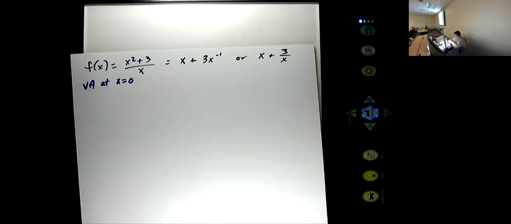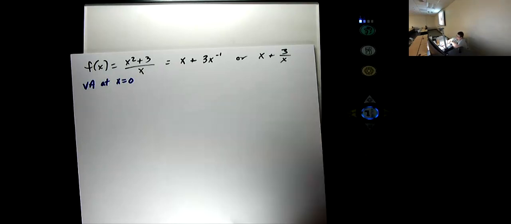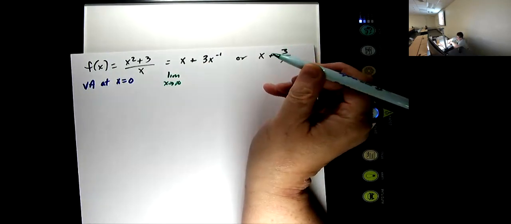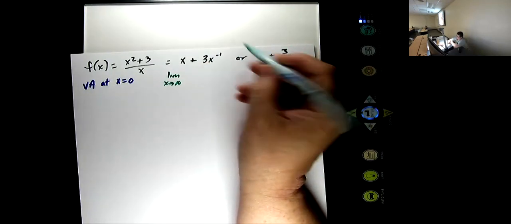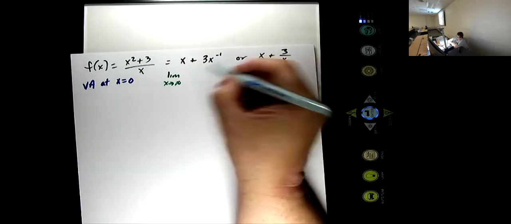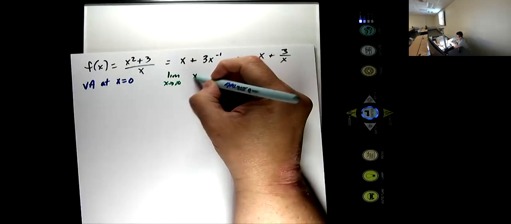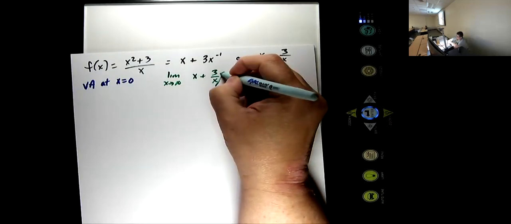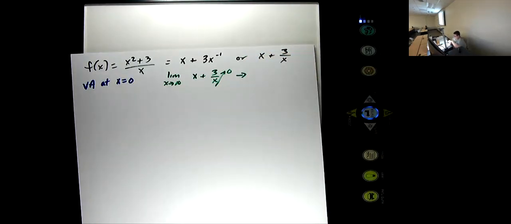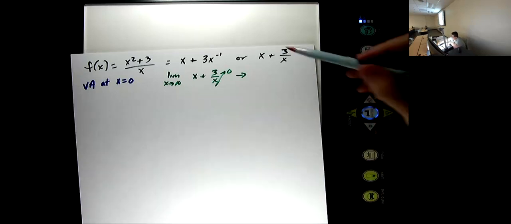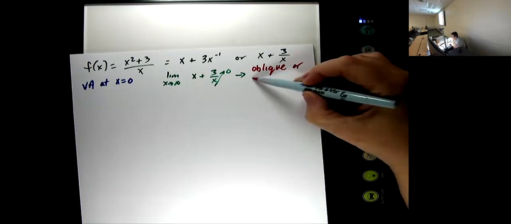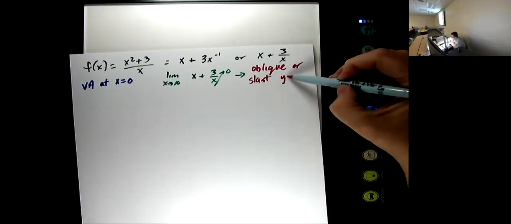We can check for horizontal asymptotes. Limit as x goes to infinity. The top is one degree higher. So in x plus 3 over x, the 3 over x goes to 0. And so it'll be an oblique or slant asymptote, following y equals x.